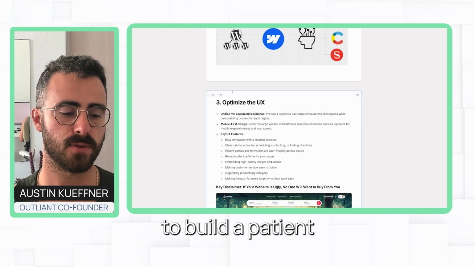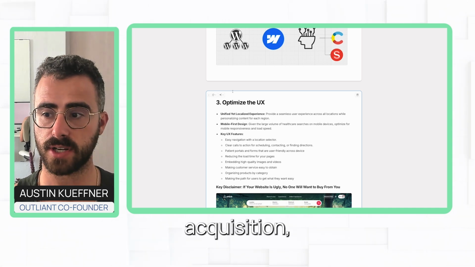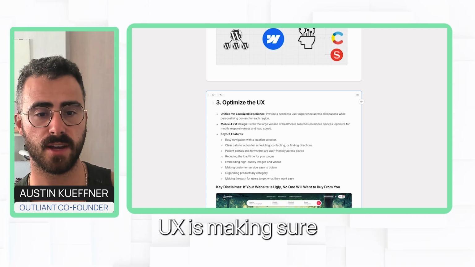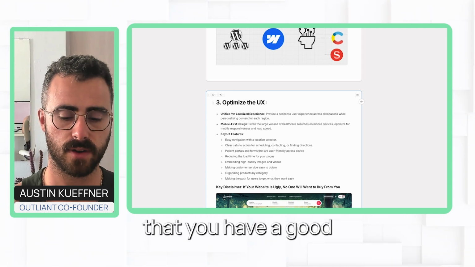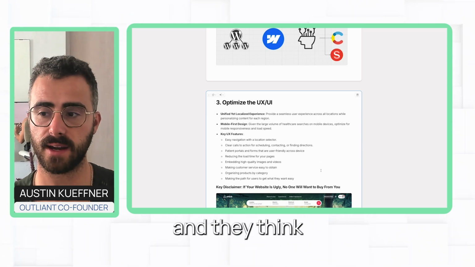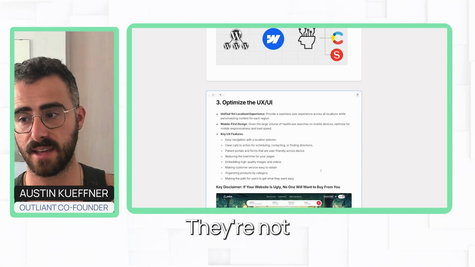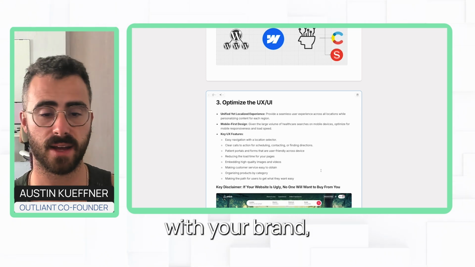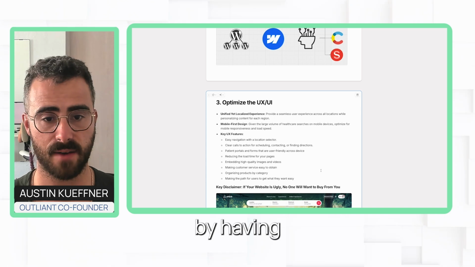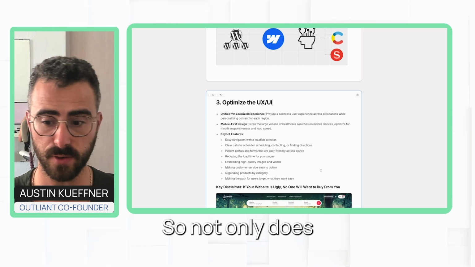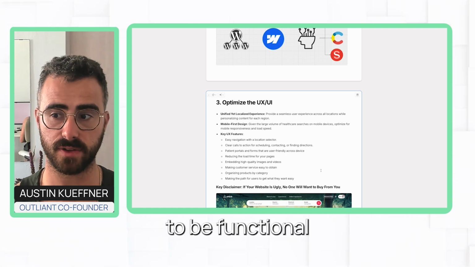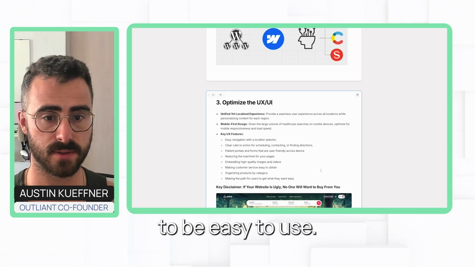The third thing to do if you're looking to build a patient acquisition multi-location website is making sure that you have a good UX, UI. It's so important. If somebody comes to your website and they think it's ugly, they're going to want to leave. They're not going to want to have anything to do with your brand. And you're just leaving a massive amount of money on the table by having an ugly website. So not only does it need to be aesthetically pleasing, it also needs to be functional and easy to use.